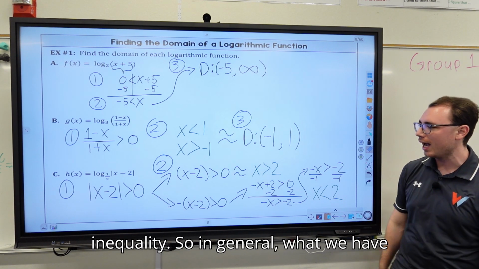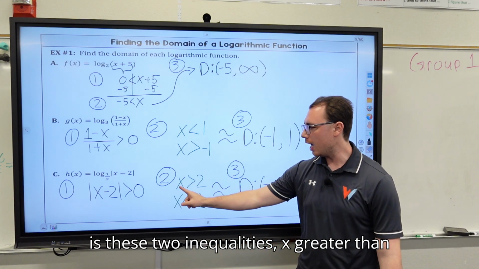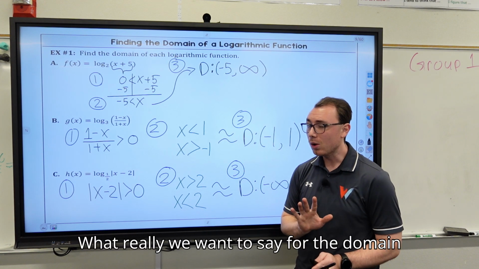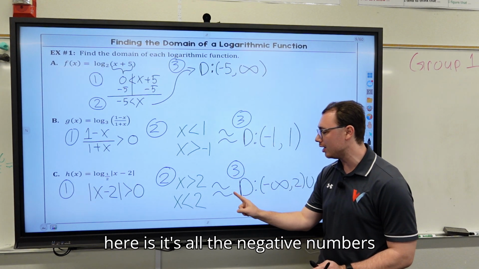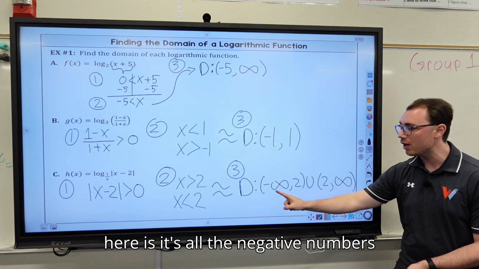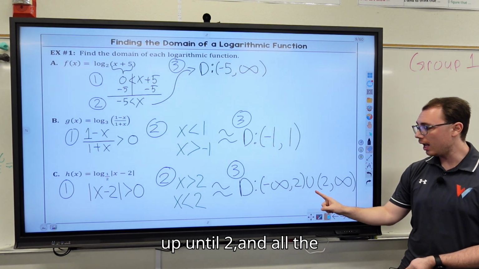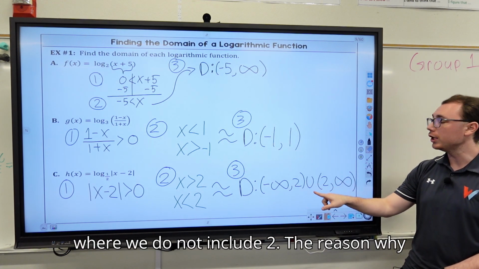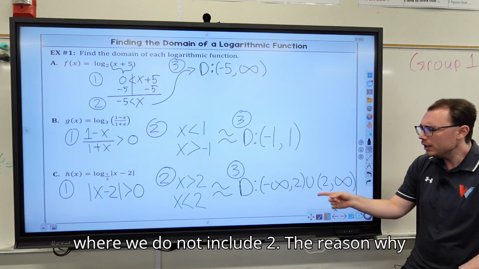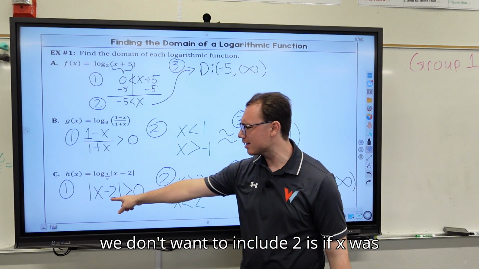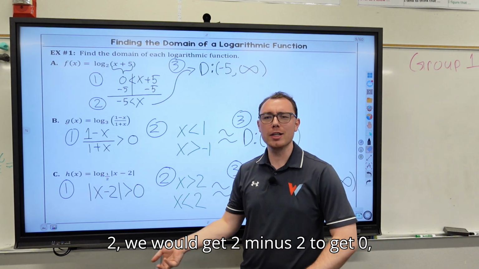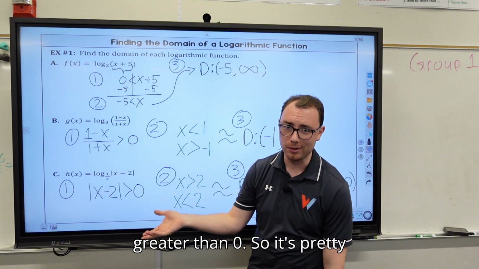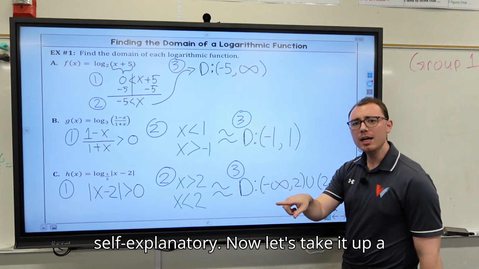So in general, what we have is these two inequalities, x greater than 2 and x less than 2. What we really want to say for the domain here is it's all the negative numbers up until 2 and all the positive numbers from 2 onward, where we do not include 2. The reason why we don't want to include 2 is if x was 2, we would get 2 minus 2 to get 0, the absolute value is 0, and that just isn't greater than 0. So it's pretty self-explanatory. Now let's take it up a notch.